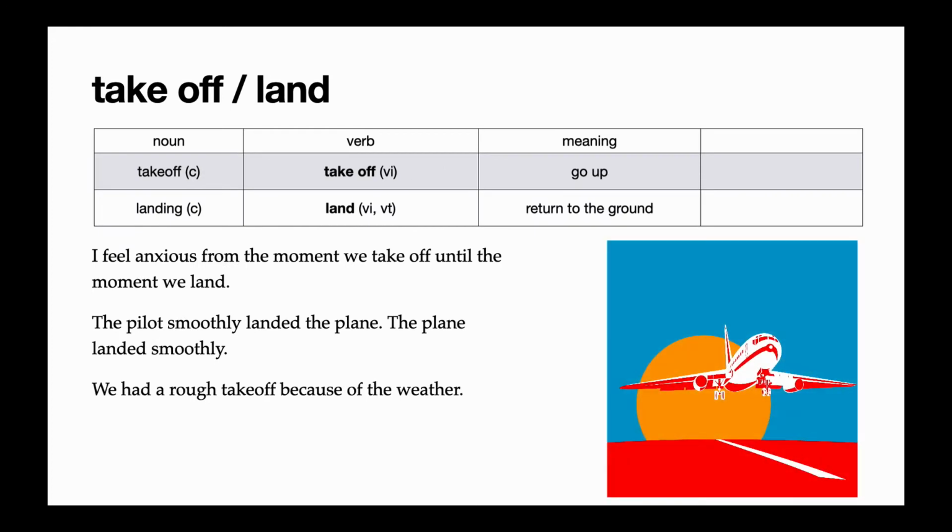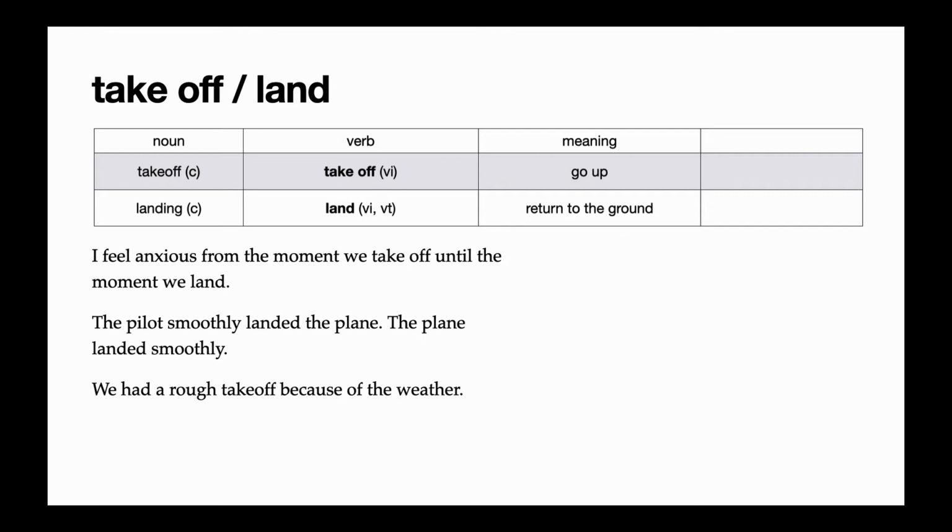Next, we have the verb pair of take off and land. So take off means to go up, and land means to return to the ground, the land. So in the reading, I said I feel anxious from the moment we take off until the moment we land. And these are actions in an airplane. The second example says the pilot smoothly landed the plane. The plane landed smoothly. These 2 sentences show land used as a transitive verb and then an intransitive verb.